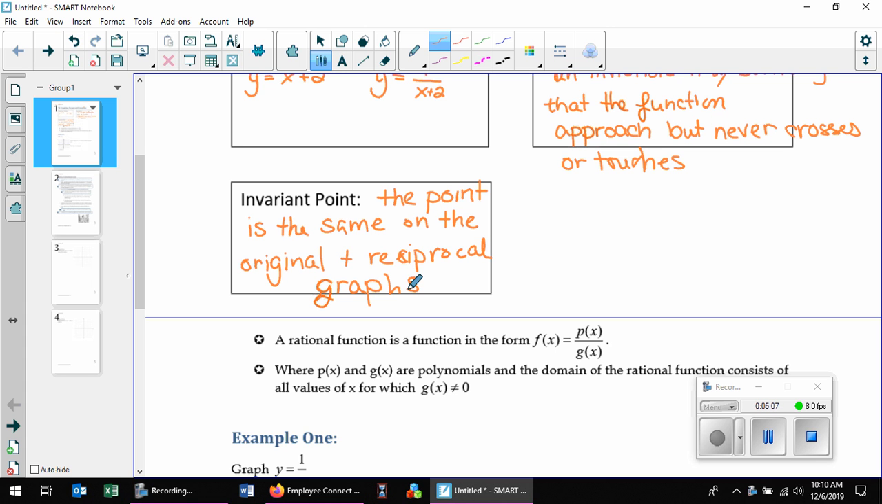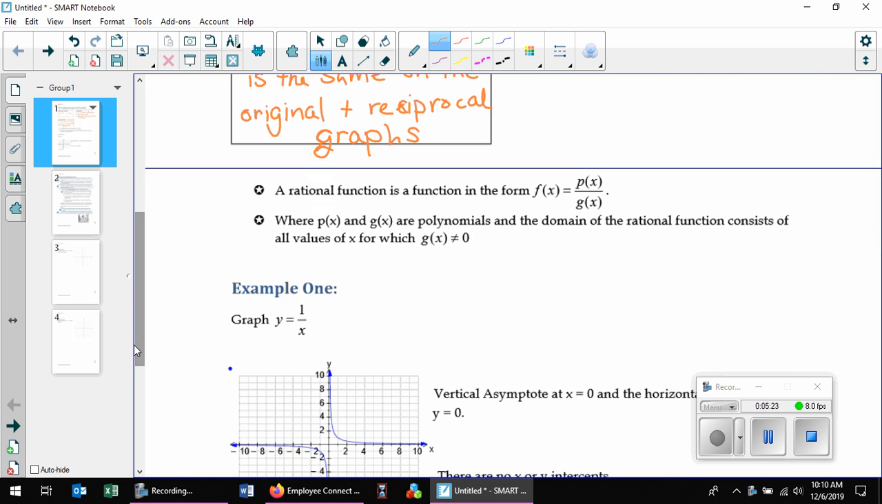So what does rational mean? Rational means it can be written as a fraction, right? So our rational function is in the form where I have some expression on the top and some expression on the bottom, P of x and g of x. P of x and g of x are polynomials, and the domain of the rational function consists of all values for x, except for when g of x equals 0. We know that. The bottom can't equal 0. We know that. All right.